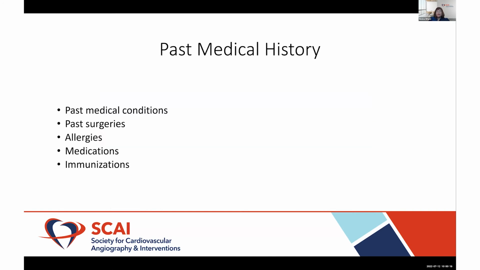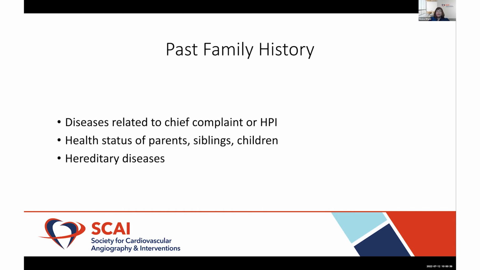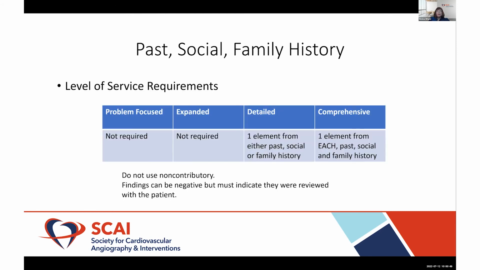Past medical history includes past medical conditions, past surgeries, allergies, medications, and immunizations. Social history includes employment, education, living arrangements, marital status, and the use of drugs, alcohol, and tobacco. Family history includes diseases related to the chief complaint, health status of parents, siblings, and children, and hereditary diseases. 1 element from each past medical, family, and social history are required to reach comprehensive.